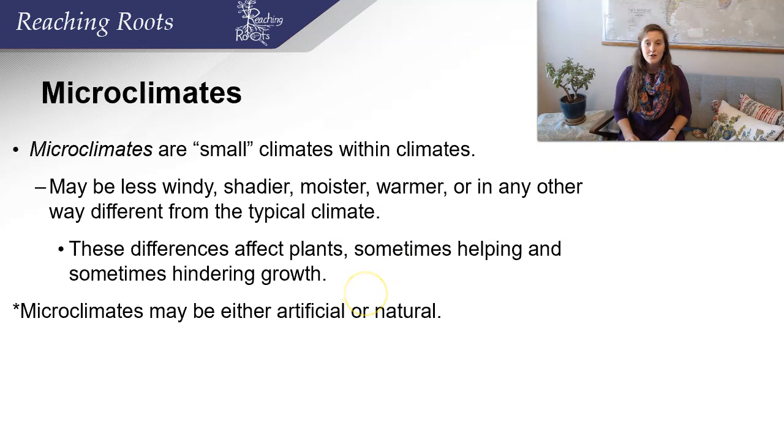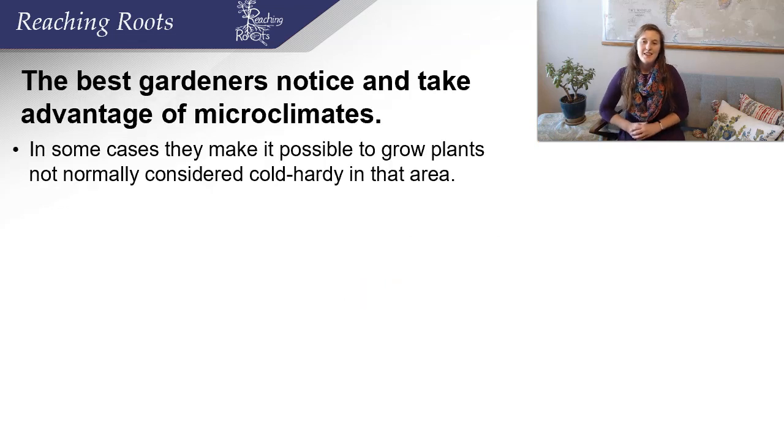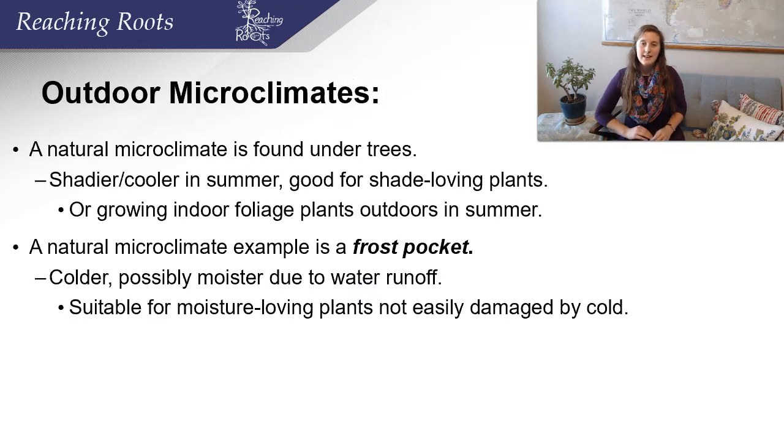Microclimates can be natural or artificial. As I said, the best gardeners notice these and take advantage of them to plant the right plant. Let's go through some examples of outdoor microclimates. An example of an outdoor microclimate could be under a large tree in your yard. This is somewhere that you could plant shade-loving plants, partially shade plants, or full shade plants.